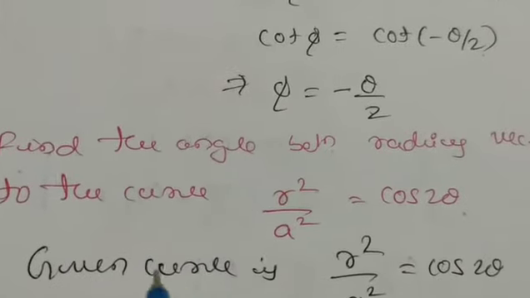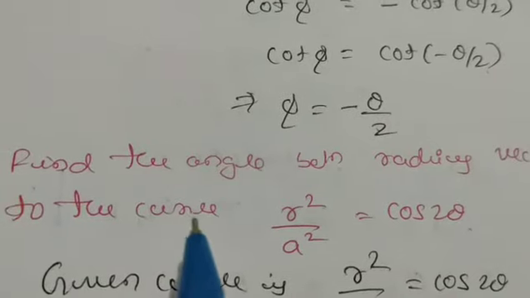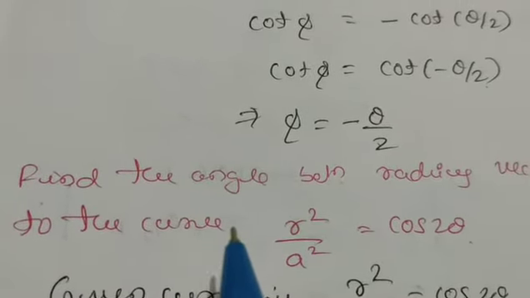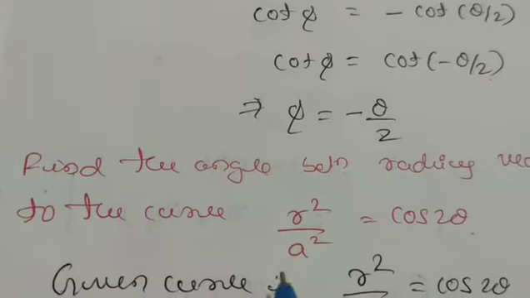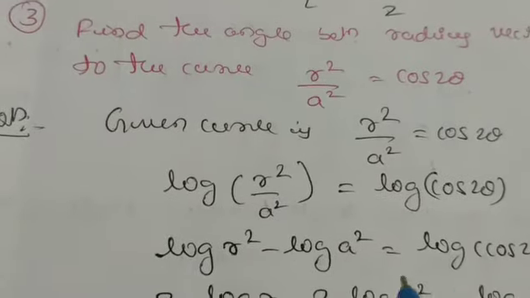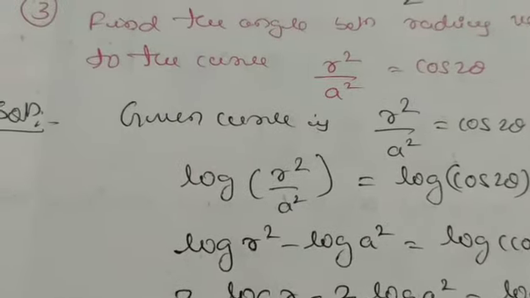So this is also similar. I hope you can do this one because I have given the notes and you have written notes. I hope you understood this one. This is also the same, only the curve is different here. It is r square divided by a square is equal to cos 2 theta. Simplify this and you will get the result.